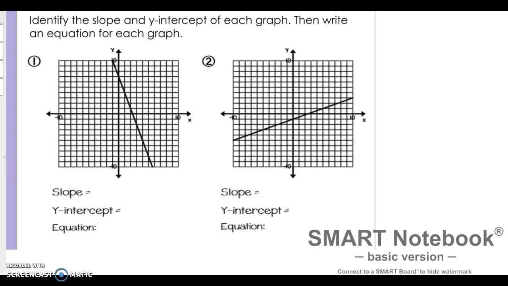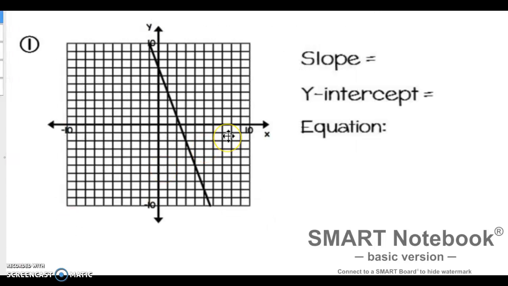All right, this problem says to identify the slope and y-intercept of each graph, then write an equation for each graph. So we are given the graph and we need to find some special key features. We need to find the slope, we need to find the y-intercept, and then we need to use the slope and y-intercept to write an equation.